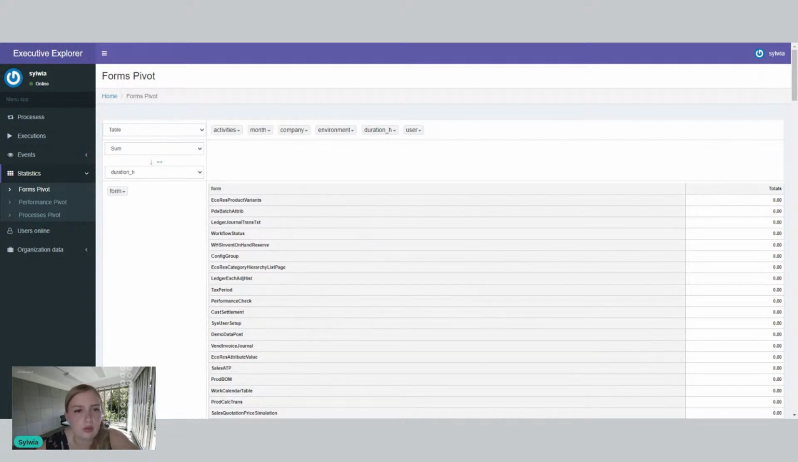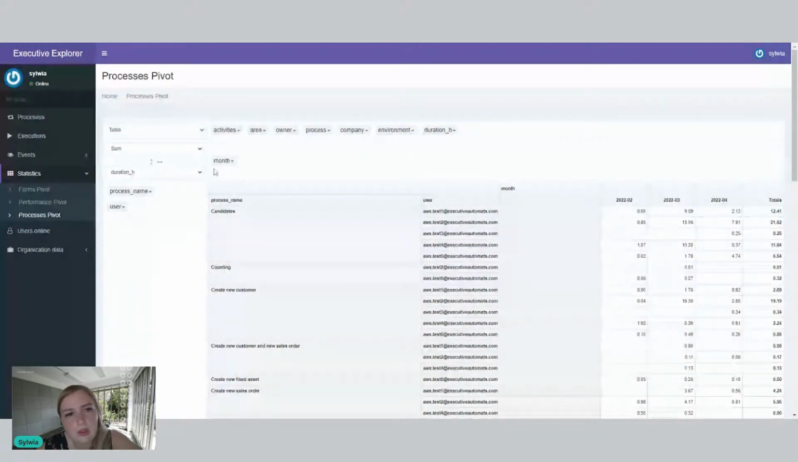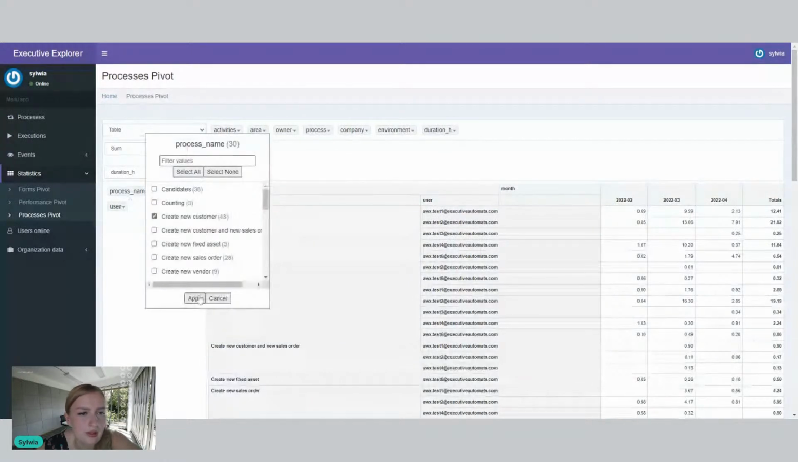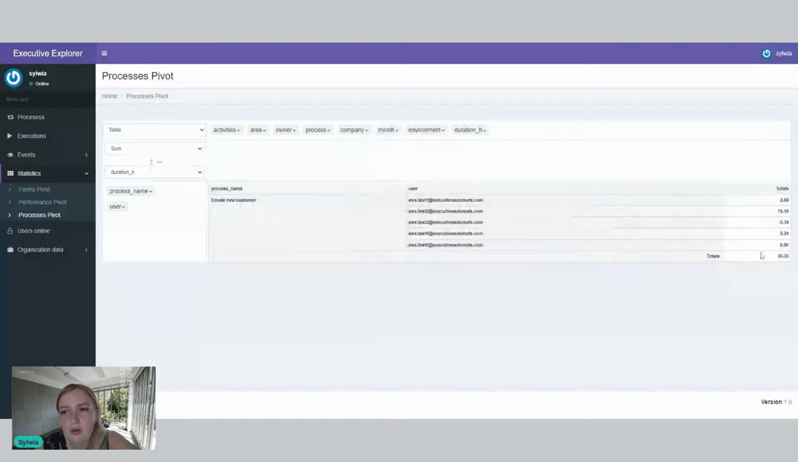So this also offers some good insight. And regarding processes, it works the same way, as a pivot with drag and drop information. Here you can view, let's say I want to compare one process. I see here which users are using the process. Maybe let's say in total, not with time, how long they spend.